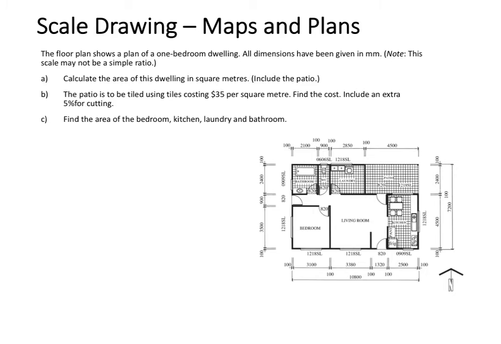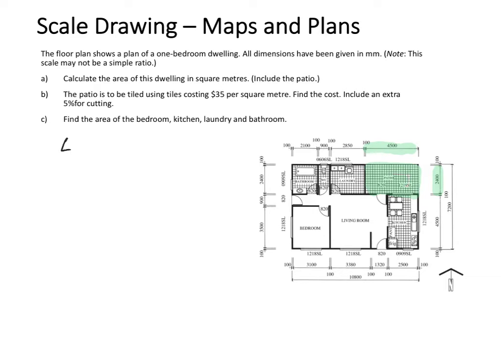So moving on to part B, we want to calculate the area of the patio that we are then going to tile at a cost of $35 per square meter to find the cost of the tiling. That is assuming 5% cutting. So to complete the calculation, first we need to find the area of the patio, and the dimensions of the patio are 4,500 millimeters multiplied by 2,400 millimeters. When we did part A, we did our area calculation using the millimeter measurements from the plan. This time, before we complete our area calculation for the patio, we're going to convert our millimeter measurements into meters.